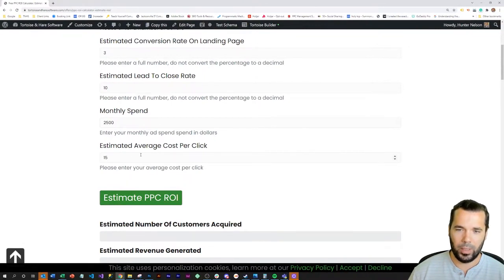These might be different per platform. A lot of the people that start advertising, I recommend to start with Google, because Google is very intent based, so I'm basing that average CPC on Google cost.